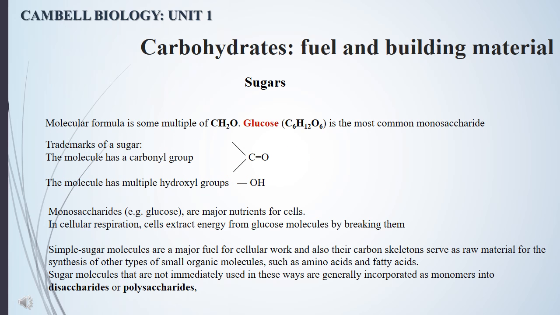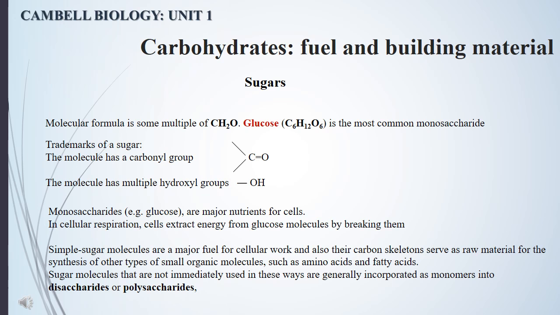Now let's discuss the first class of our biological macromolecules, which are carbohydrates. Carbohydrates are both fuel and building material for cells. So carbohydrates, or sugars, are basically molecules that are multiples of CH2O.